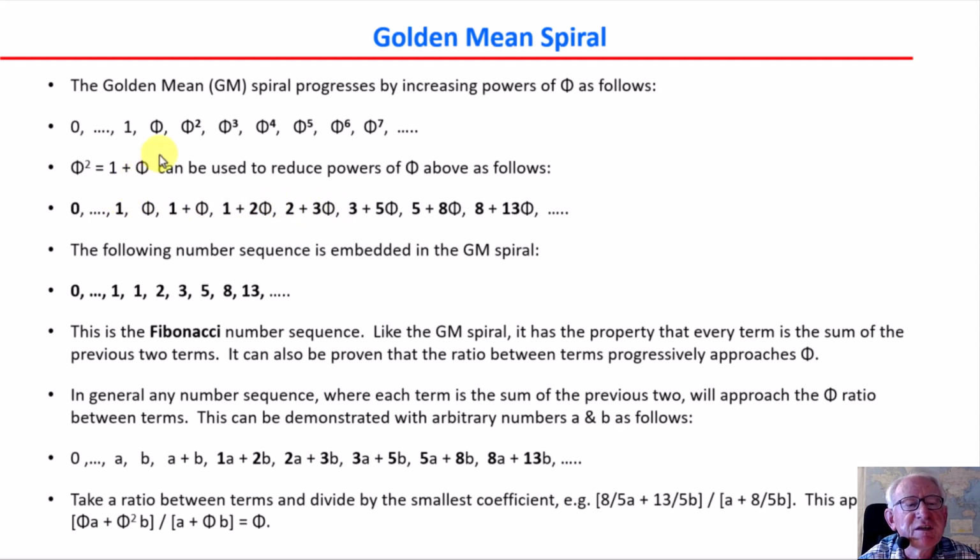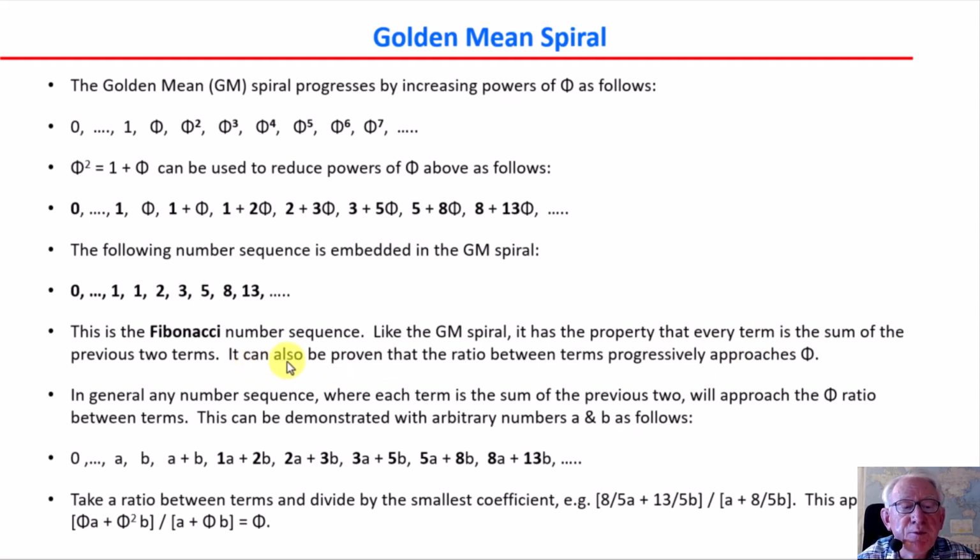So we get this progression. Instead of dealing directly with powers of phi, we're dealing with these numbers, multiples of the basic golden mean ratio phi. This illustrates that there's a number sequence embedded within the golden mean spiral. In other words, there's a number sequence as follows. It starts with 0 and it goes 1, 1, 2, 3, 5, 8, 13. And it's repeated on both sides of the terms. In other words, we have 1, 1, 2, 3, 5 in the units. Then the multiples of phi are again 1, 1, 2, 3, 5, 8, 13, and so on, up along. Now this is referred to as the Fibonacci number sequence. And like the golden mean spiral, it has the property that every term is the sum of the previous two terms.